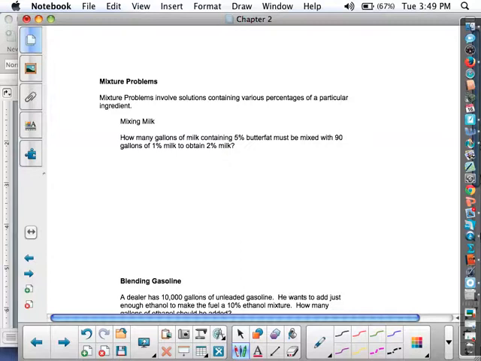This problem says, how many gallons of milk containing 5% butterfat must be mixed with 90 gallons of 1% milk to obtain 2% milk? So when I look at this, it says, how many gallons of milk containing 5% butterfat? Therefore, my variable, x, is going to be equal to gallons of milk with 5% butterfat.